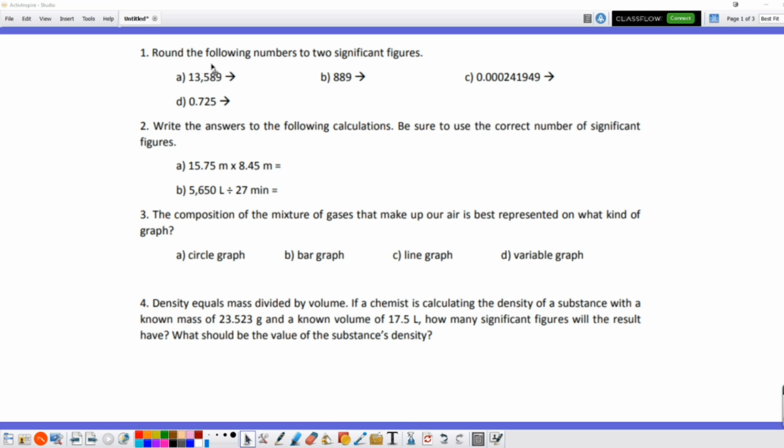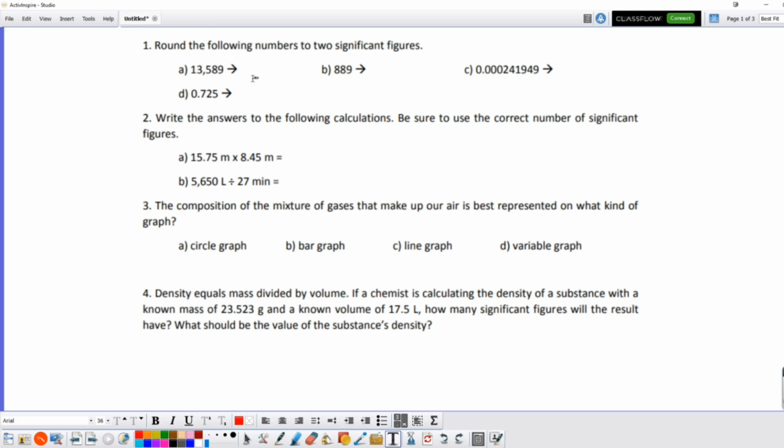Number 1 says round the following numbers to 2 significant figures. Okay, so what we want to do is, again, just take a look at these numbers and round to only 2 sig figs. And the way we do this is we always start from left to right. Okay, so if we want to round 13,589 to 2 sig figs, well, I'm going to start from left and I'm going to put the number 1.